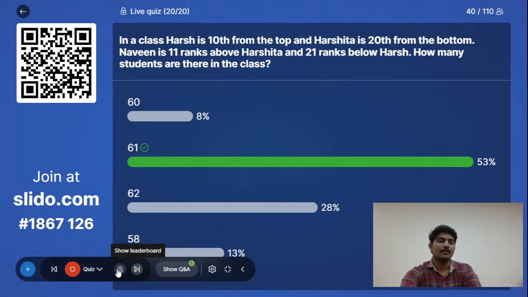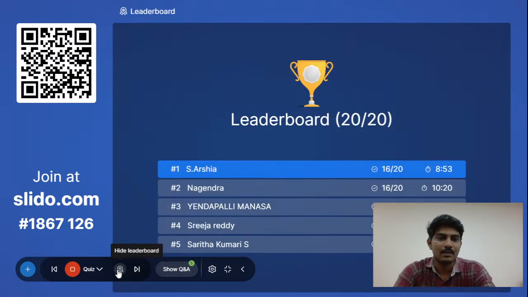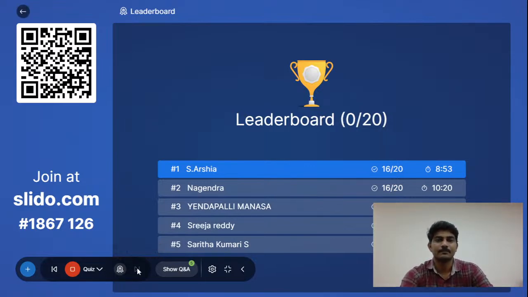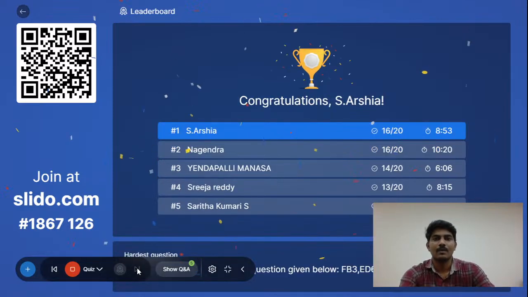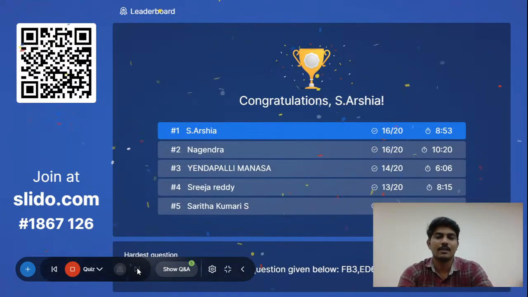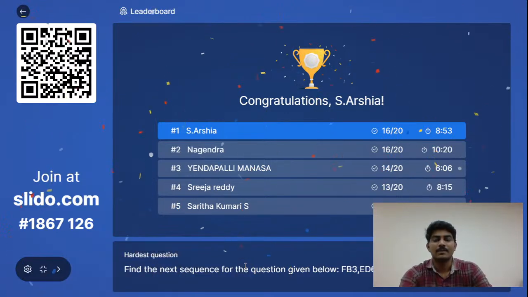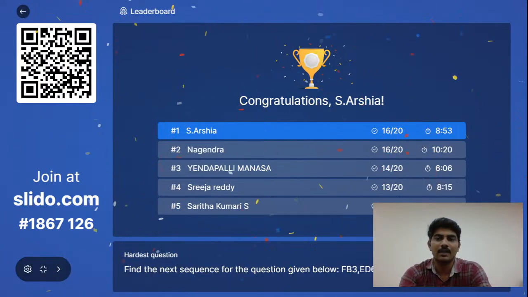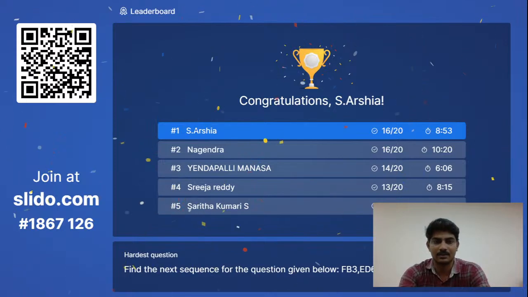And let's see the final leaderboard. Okay, congratulations, Arshia. You are still in the first position, and Nagendra is in the second position, and Mansa is in the third position, and Srijar is in the fourth position, and Sarita has stood in the fifth position. Congratulations, all of you who are on the leaderboard. Congratulations, Arshia. You answered 16 out of 20 questions, and you took only 8 minutes 53 seconds to answer all the questions.